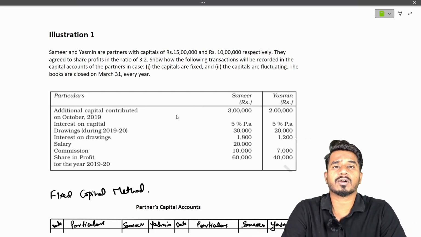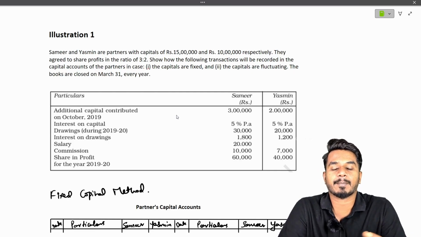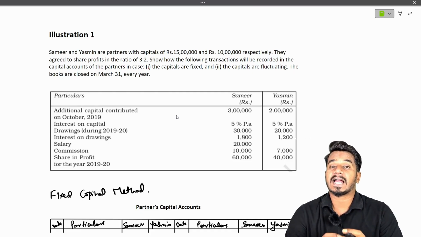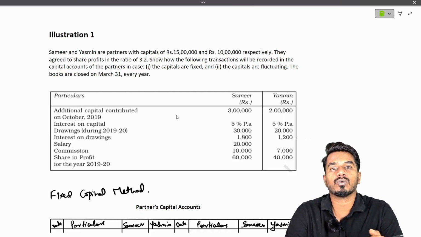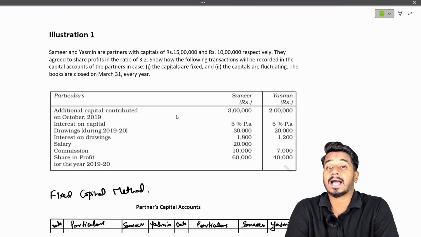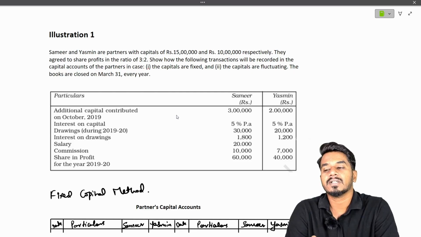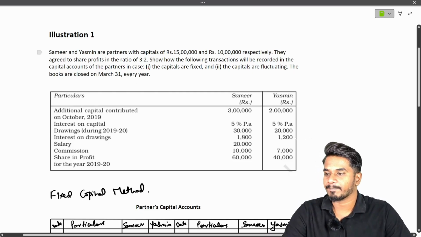So in this video, we are going to prepare partners capital account under fixed and also fluctuating capital method. Right. So we will understand clearly how we can prepare. So let us read the question and clearly understand the question. Then we'll start preparing the partners capital account. Right. So let us read.